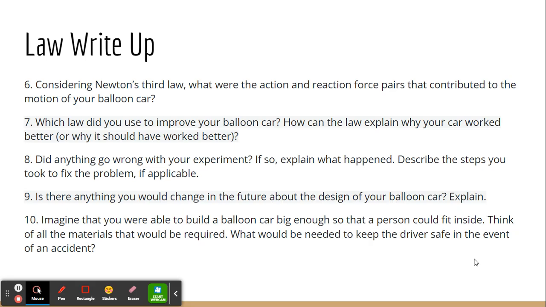Number 7, which law did you use to improve your car? Okay, did you use Newton's second law or Newton's third law? And how can the law explain why your car worked better or why it should have worked better?